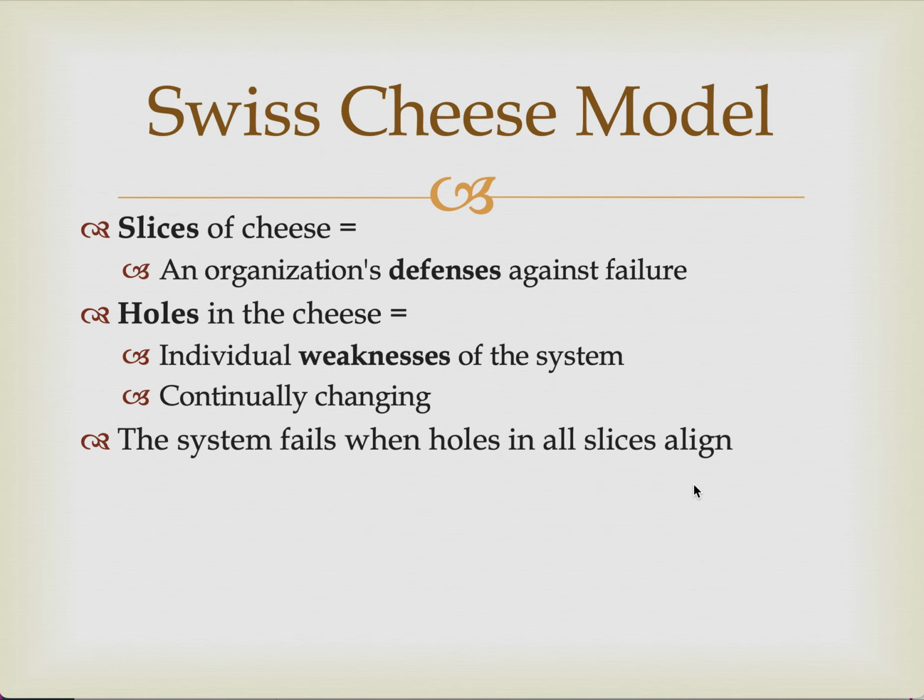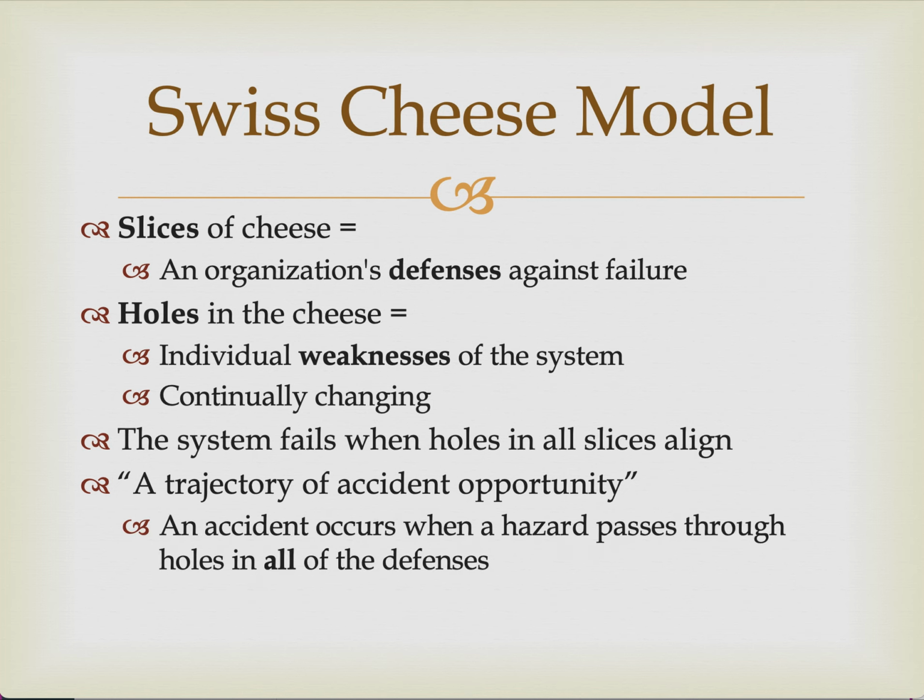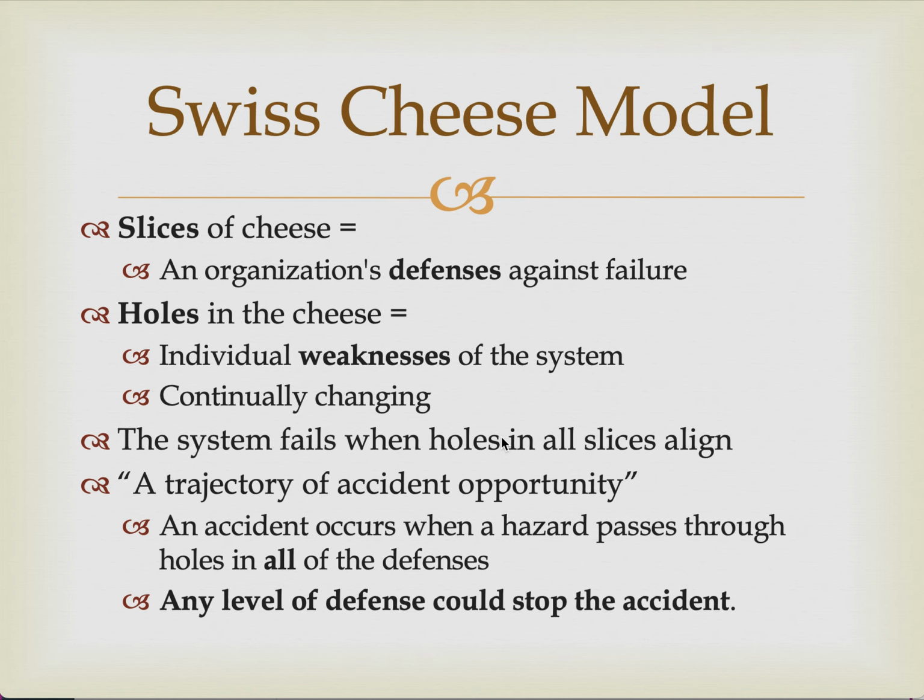Now, if you get a block of Swiss cheese right now, you can't see through it. There's holes all over it, but you can't see through it. But then if you cut it into slices and move them around, eventually there's going to be a hole that goes all the way through that whole block of cheese. That's what's happening here. We call that a trajectory of accident opportunity. If all those holes align, there's a chance for an accident to slip through all of them and cause an accident. And you've got to remember that if you stop that accident at any one level of those defenses, there wouldn't have been an accident. It never would have happened.